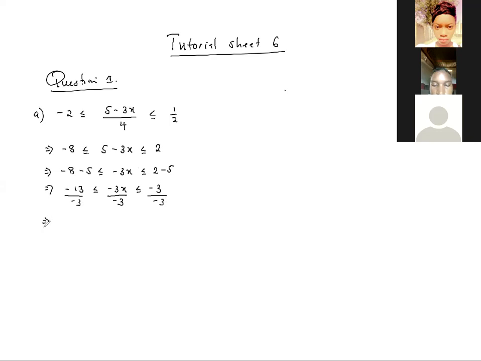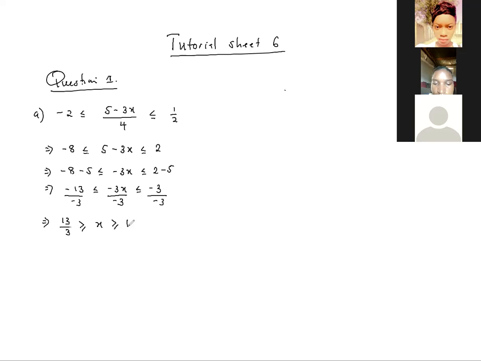When you divide by a negative, the inequality will change. If you had less or equal to, you will have greater or equal to. If you had less, you have greater. So in this case, we're going to have 13 over 3 greater or equal to. So the inequality there will change. We have x here greater or equal to 1.